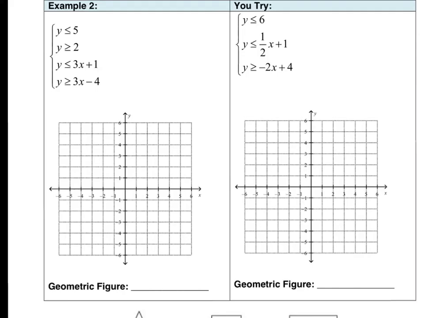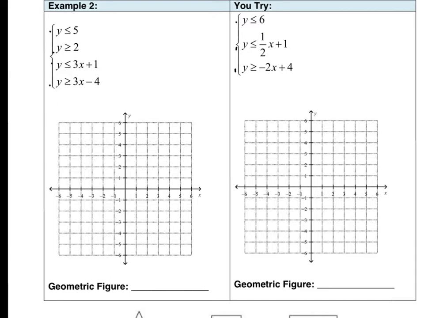For these examples, we're going to graph all 4 of these inequalities on the same graph. So ideally, I'm going to have 4 different colors to do my shading. When you do your U-try, you're going to need 3 different colors to shade. So let's get started and graph these.